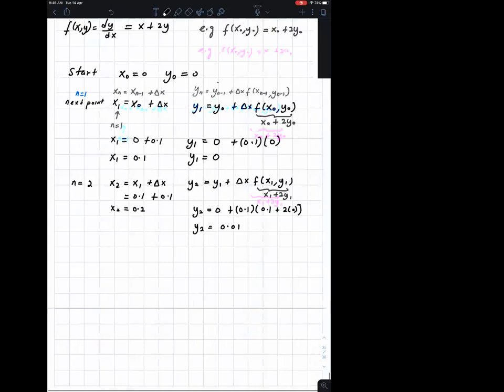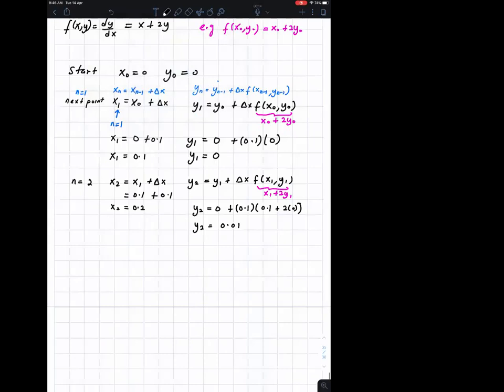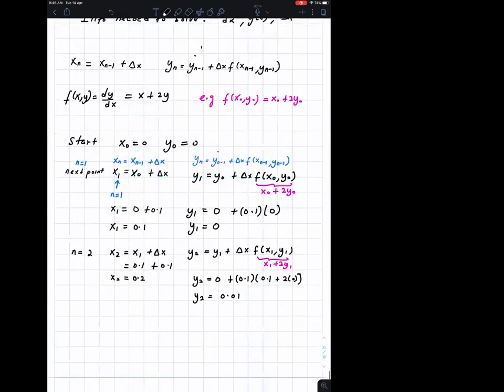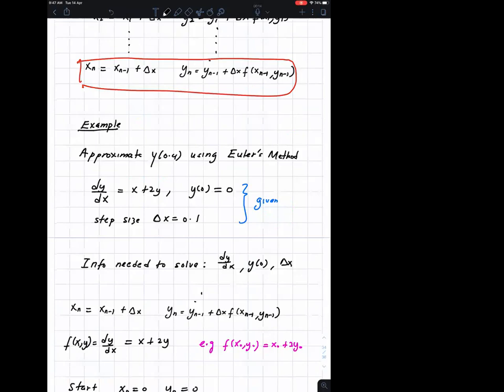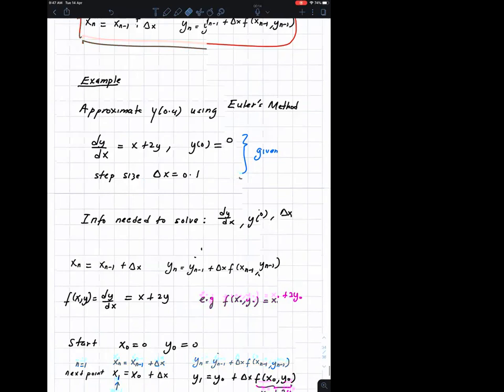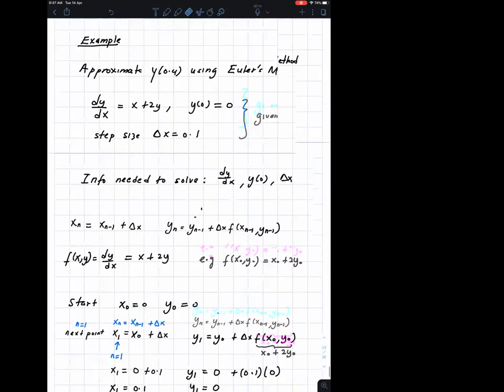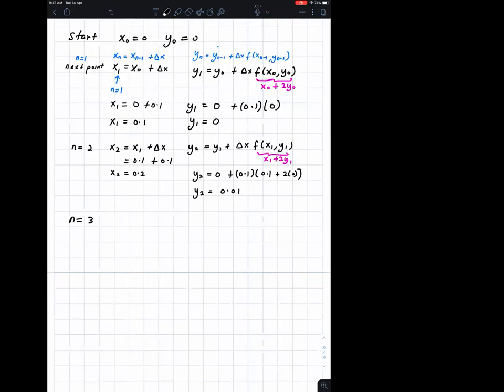Okay, now once you're done with that, what are we told to find here? I forgot to tell you, find, given all these things. We are told to find this. So we need to go until 0.4, okay? Just a couple more steps only. So next is n equals 3.